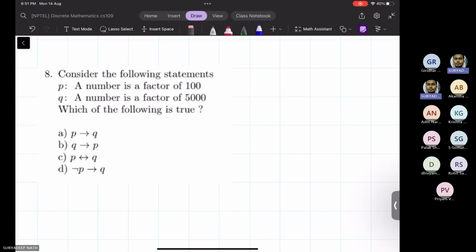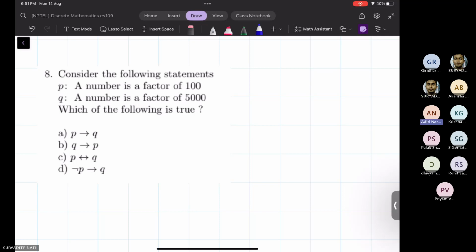So someone has written P implies Q. So option A they are saying is the right answer.